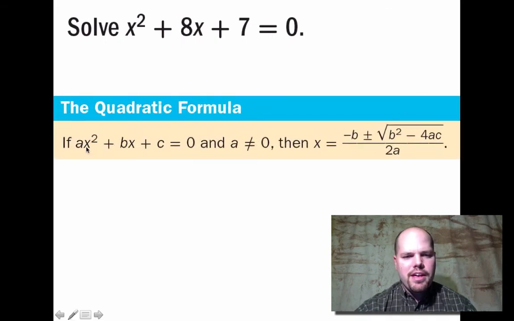If we have ax squared plus bx plus c, in this standard form, equals 0, and as long as a isn't 0, because then we would just have a linear equation, which we know how to solve, then x is going to be the opposite of b, plus or minus, because we're going to get up to 2 answers, the square root of b squared minus 4ac, all divided by 2a. Later on in our lessons, we'll learn how they came up with this formula, but for right now, we're going to take it as true, and we're going to use it.